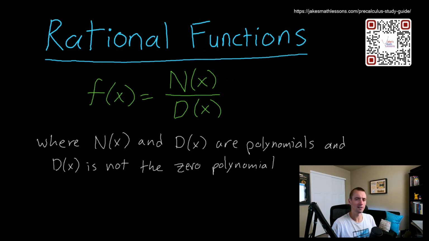Today we're going to be talking a bit about rational functions as well as how to find the domain. More specifically, we're going to touch a little bit on vertical asymptotes within these rational functions.